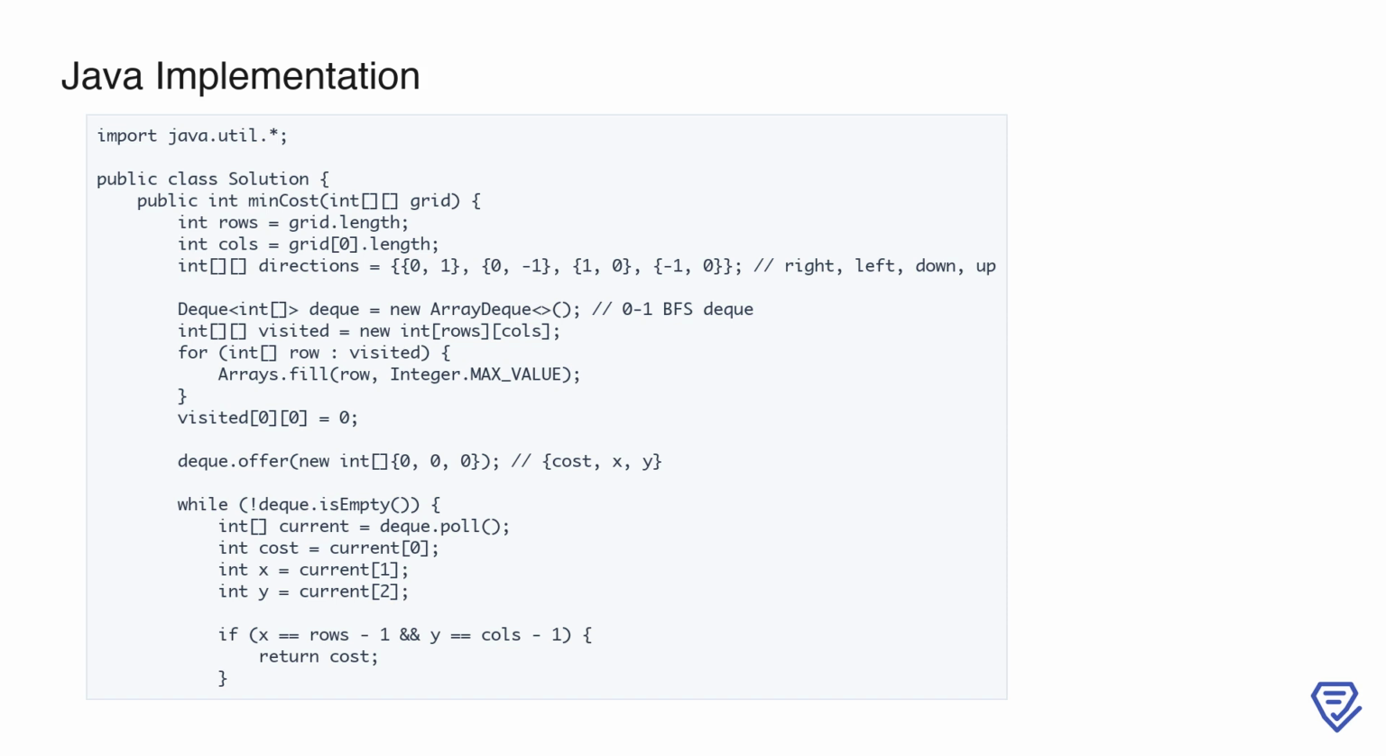Now, we enter the main loop, where we process each cell in the deque. We extract the current cost and position, and if the bottom right corner is reached, we return the cost, as it represents the minimum cost to complete the path.